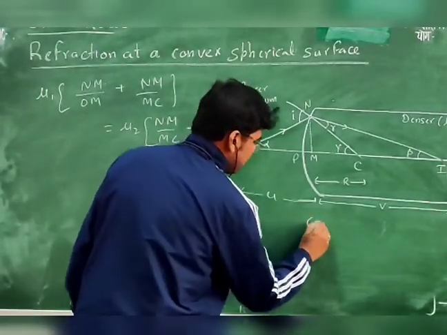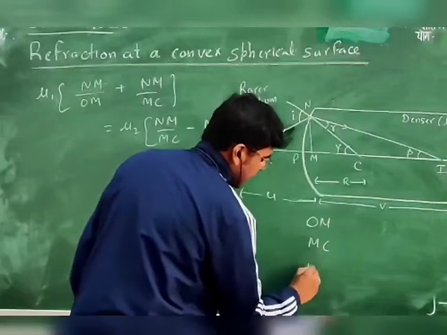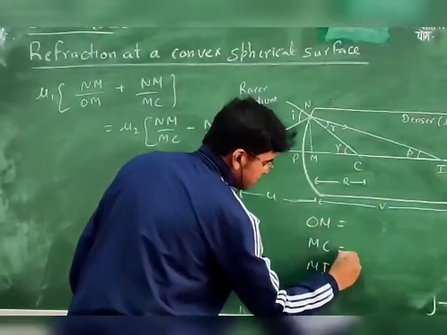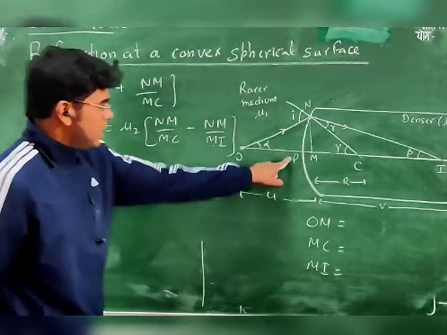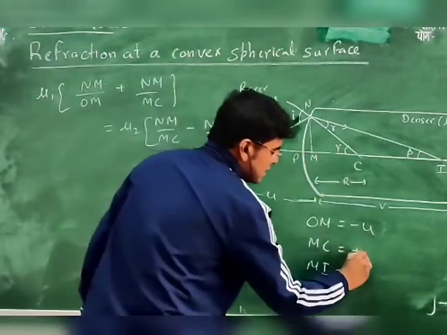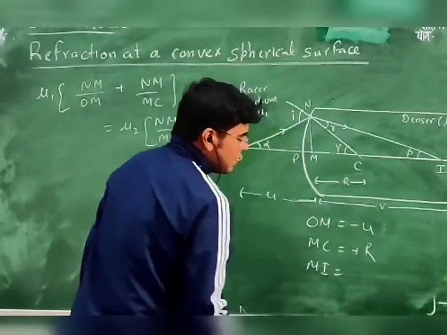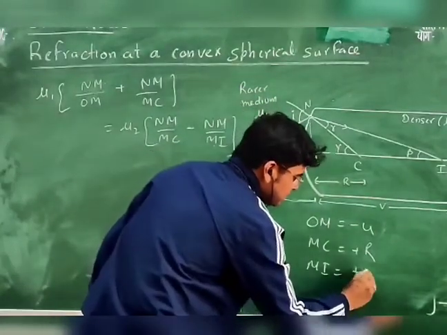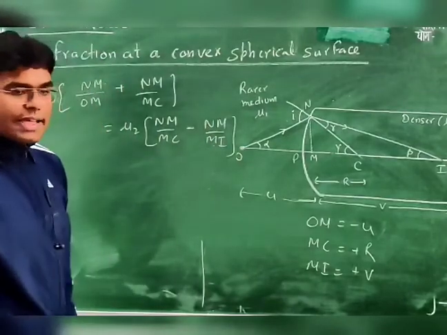OM, MC and MI. What is OM? OM is the object distance, O to M, so it is on the left-hand side, minus U. MC is the radius of curvature, on the right-hand side, plus R. And MI is the image distance, on the right-hand side, plus V. We place the values like this.